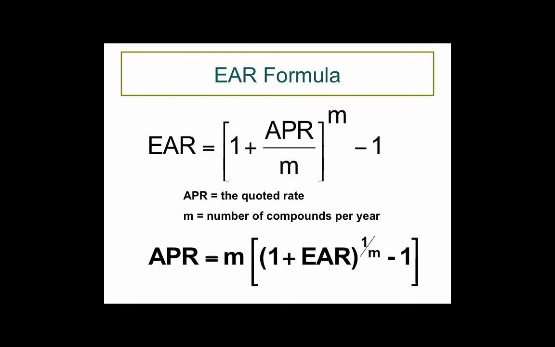Now let's look at the formulas. You have the effective annual rate equals 1 plus the annual periodic rate over M, raised to M, minus 1. And what is M? M is the number of compounds per year. So if you're dealing with months, M would be 12. Quarters, M is 4. Daily, M would be 365. If it was semi-annually, then M would be 2. So there's a couple different numbers that you could have for M, but it's the number of compounds per year. You could also rearrange this and solve for APR using the other equation too.